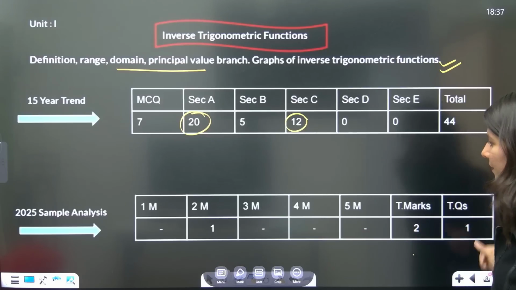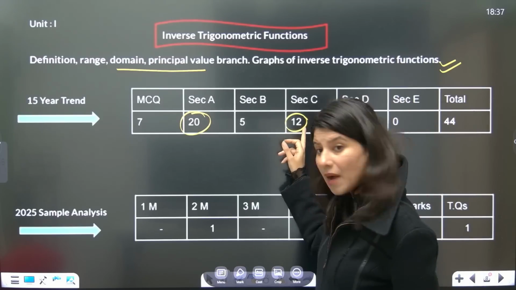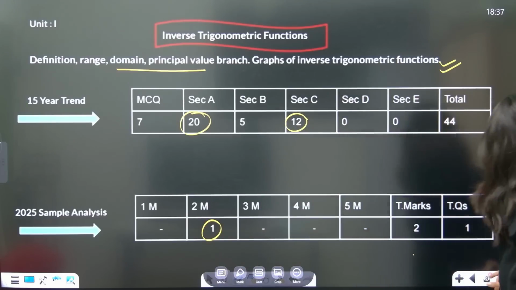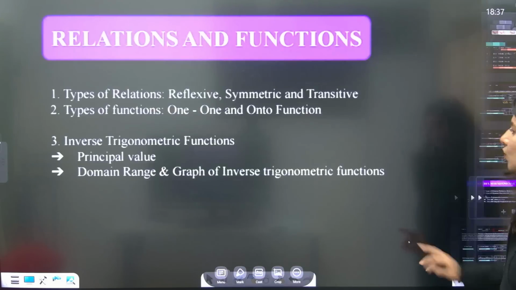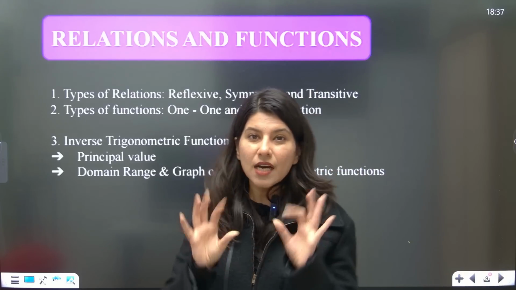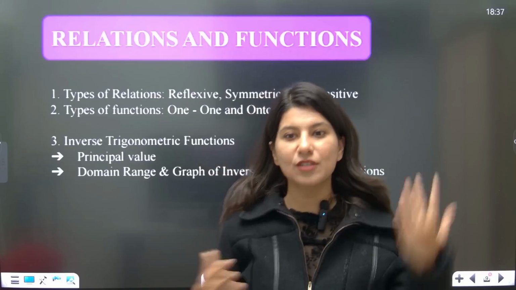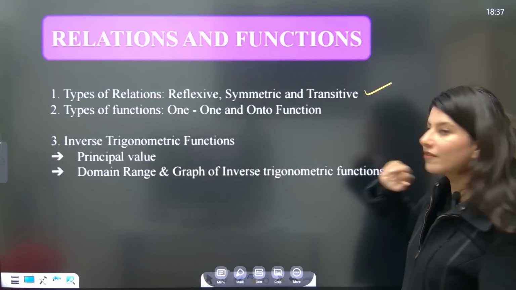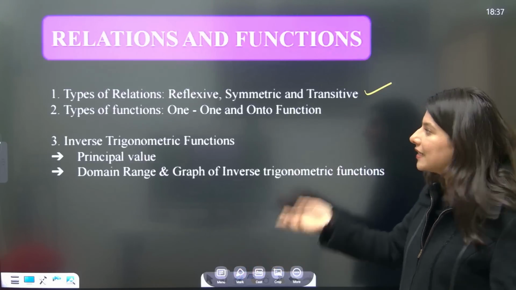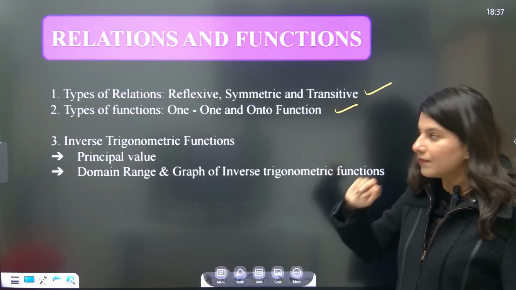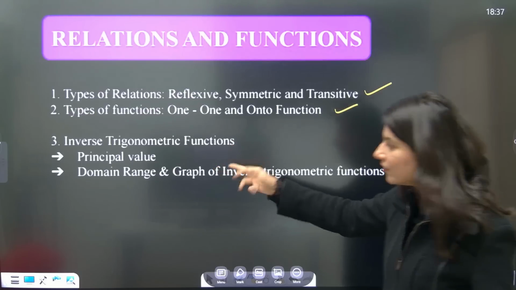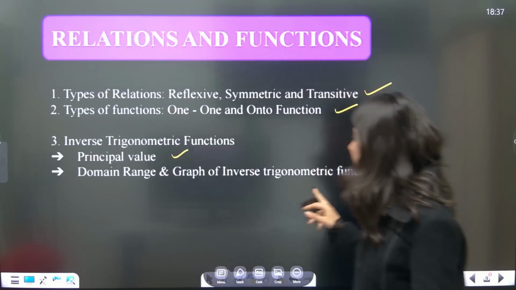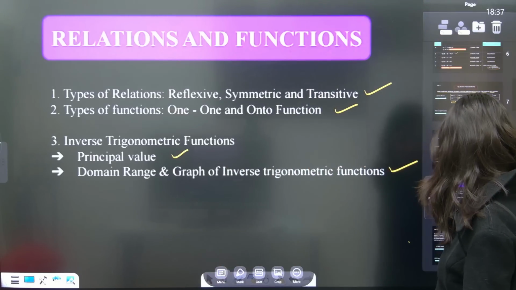And this is your sample paper analysis. Either you can get a 3 marker question, and if not, a 2 marker short question you will get from this chapter. So either a 3 or 2 mark question you can expect. So what is the crux of the analysis of relations and functions plus ITF? The crux is: do reflexive, symmetric, transitive, eventually equivalence relation, one-one and onto functions. This is important in relations and functions. In ITF, principal value, I told you sine inverse half, cos inverse minus half, these types of questions. And domain, range and graphs of inverse trigonometric functions are important.